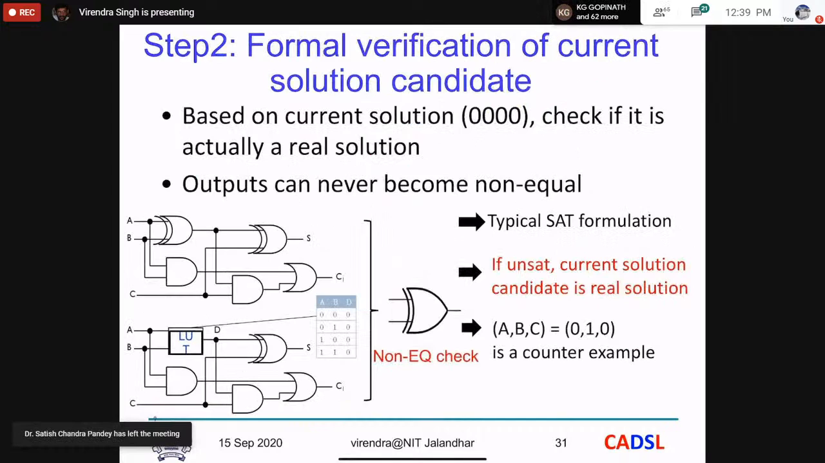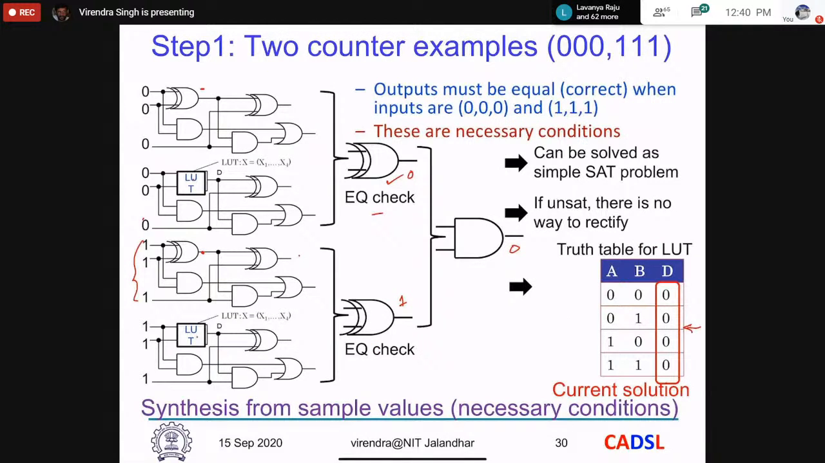Now what I do is, based on the current solution, now I go the other way. And the other way means that I want to find out, because for these two inputs, now it is correct, right? If I use that configuration, and this configuration is 0000, but now I say fix my configuration 0000. Can I find a counter example?